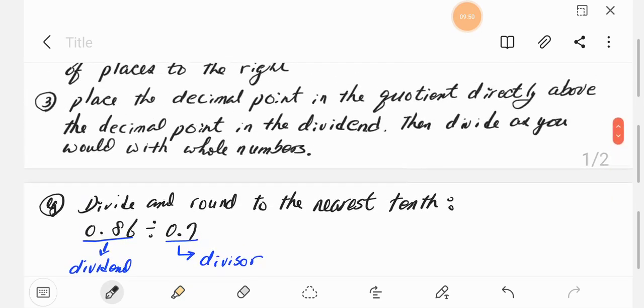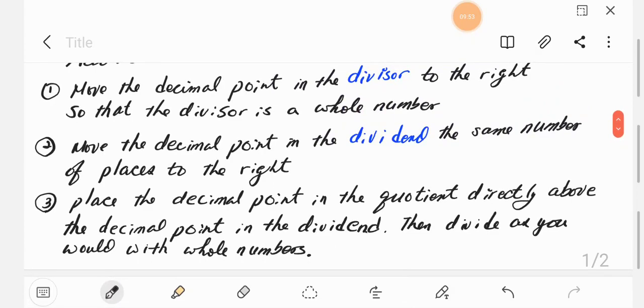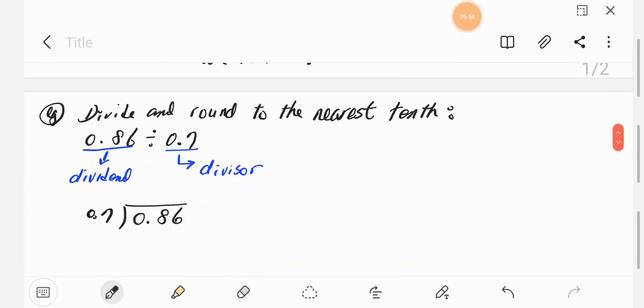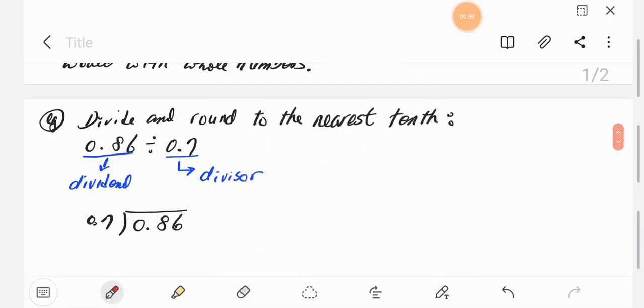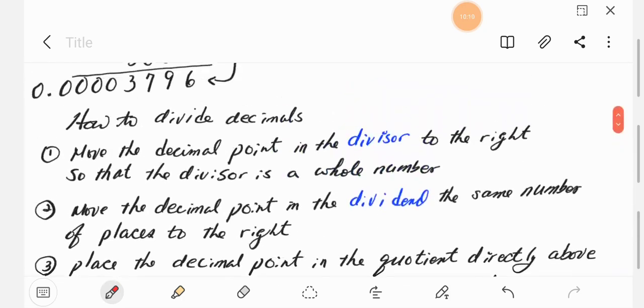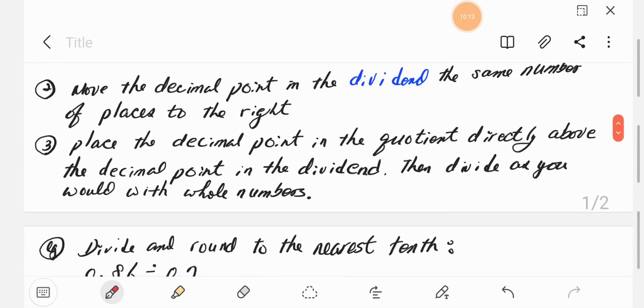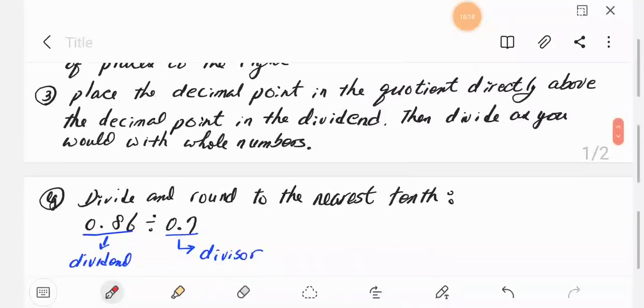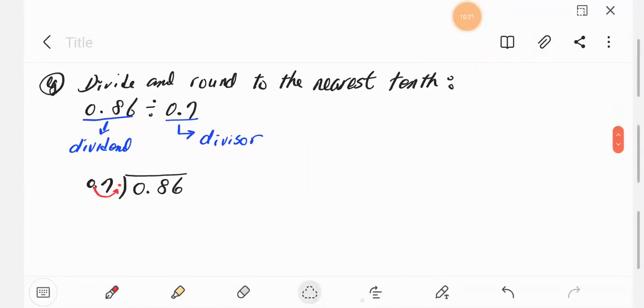So the first step is to move the decimal point in the divisor to the right. Move this decimal point to the right of the divisor. So we moved it one place to the right. Then move the decimal point in the dividend the same number of places to the right. So since we moved one place to the right, move the decimal point in the dividend one place to the right.